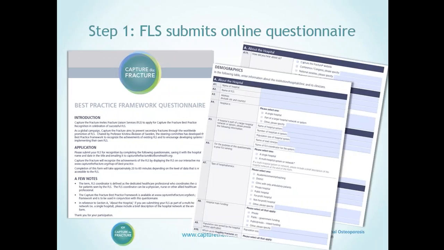The FLS submits an online questionnaire, and I will go through the questionnaire in more detail. The questionnaire has recently been revised, so this is the second version of it, because we realized that some of the questions we had were too difficult. So we've also developed a tool that helps you and explains all the questions that are there. But we've also added questions that we found were important for us to know to better understand exactly what service could be provided at each site.